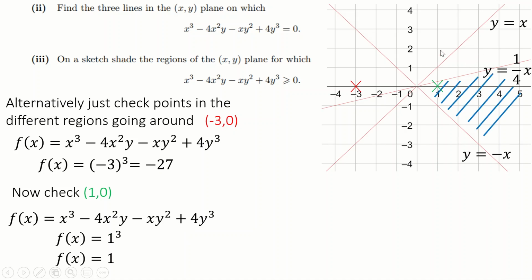And then I would check this point, and this point, and this point, and this point, and I would just shade the ones that are above or equal to 0. Now, obviously, it's probably a quicker way of doing it, but I really liked the logical way that I did it first. But yeah, that's kind of how you do that set question.